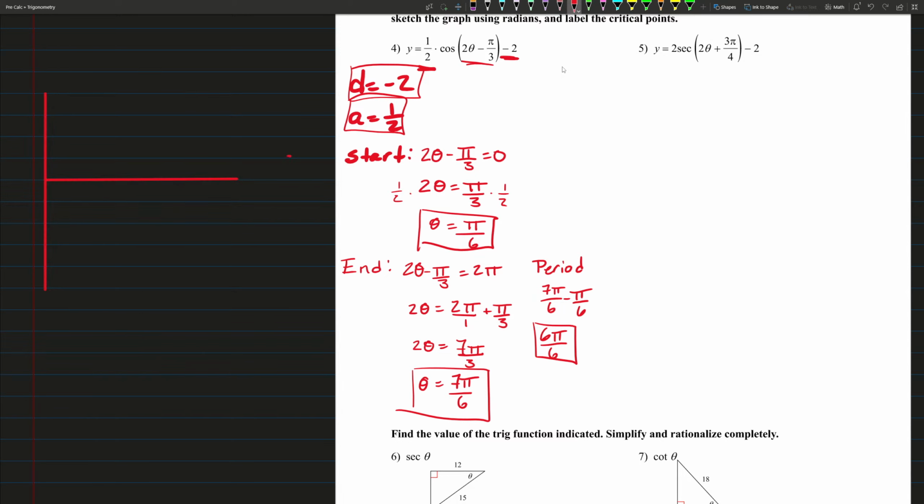This center line, right? That's the vertical shift. So this is -2. We go up 1/2. We go up the amplitude. So this is going to be -1.5. And we go down our amplitude. So that's going to be -2.5.